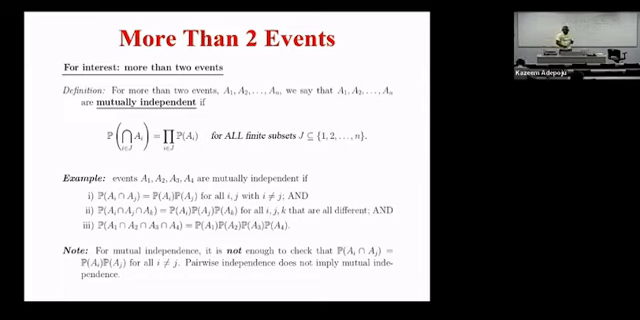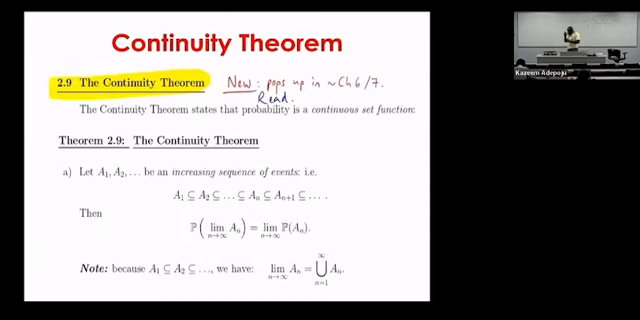When you verify all of that, then you can say they are mutually independent. Let me tell you this: if you have A1, A2, A3, A4, and A1 and A2 are independent, and A3 and A4 are independent, but A1, A2, A3 are not, then all of them are not mutually independent. Please take notes. That is why I actually displayed that. Now from there, I'm going to move to the continuity theorem.